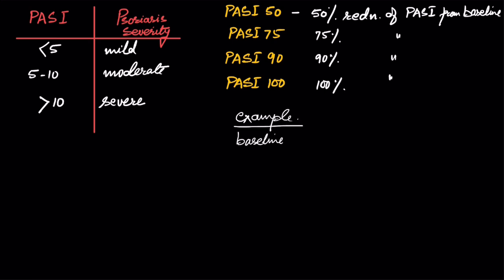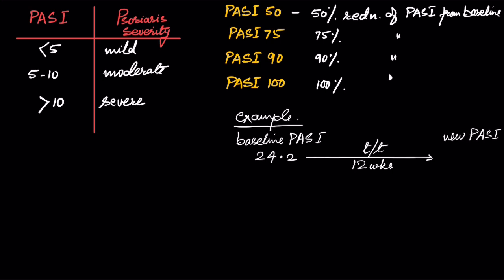Now let us understand this with an example. Say the baseline PASI of the patient was 24.2 as we have calculated. Now we give a treatment for about 12 weeks. The new PASI at 12 weeks is 12.1. Now we calculate the percentage reduction of PASI.